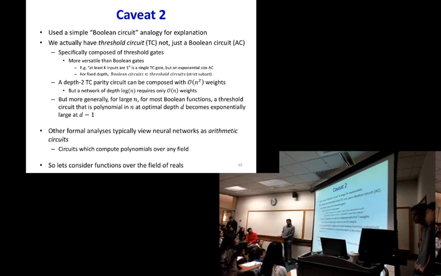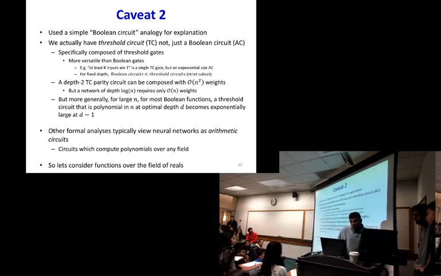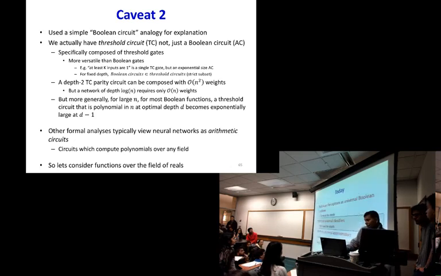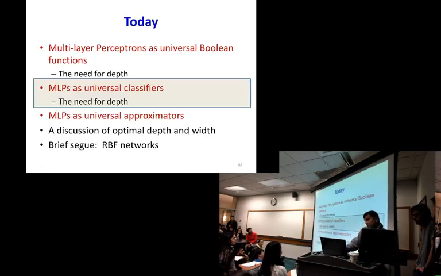Circuit theory guys make an assumption that the inputs are Boolean and the weights are integers. But in real life, we don't deal with Boolean inputs and we don't deal with integer weights. Everything works over reals. So if you really want to understand how these things operate, we have to begin considering functions over the field of reals. So let's go and look at what happens over reals. We've already seen multi-layer perceptrons and universal classifiers, right?